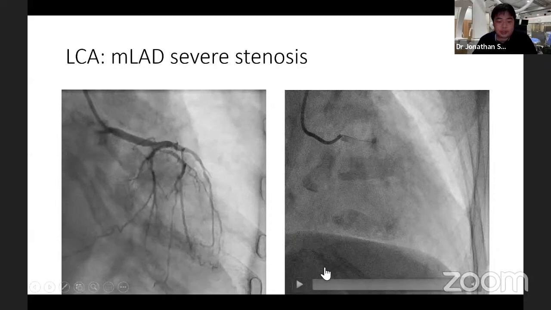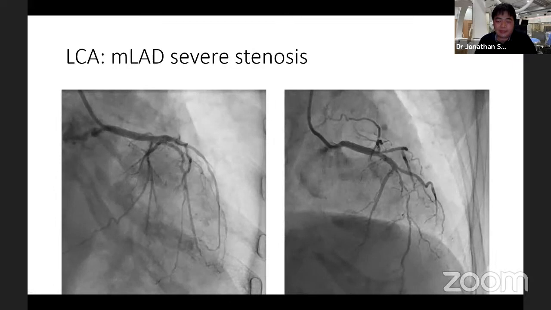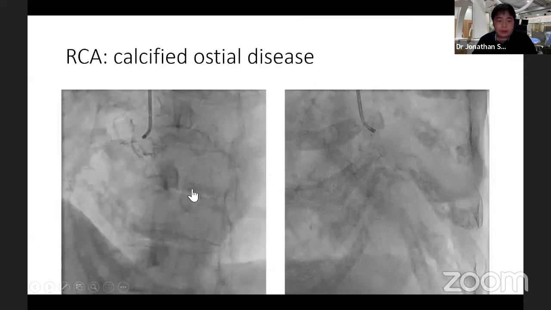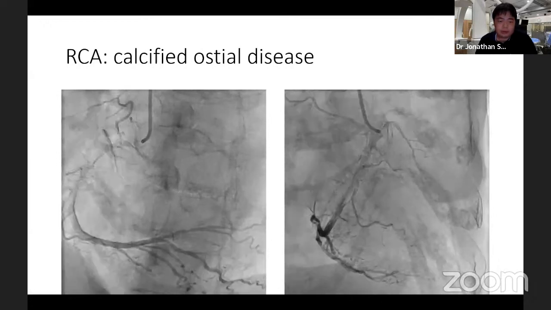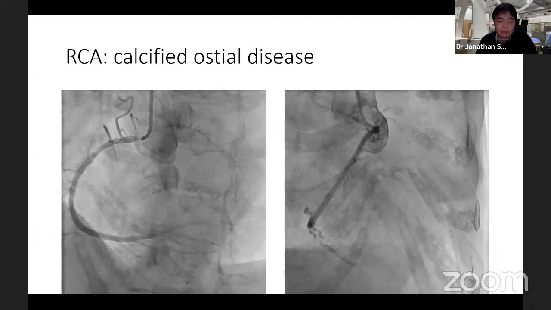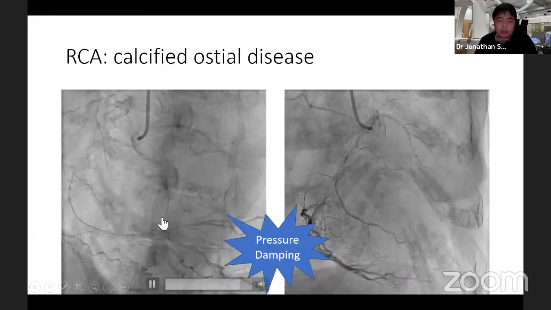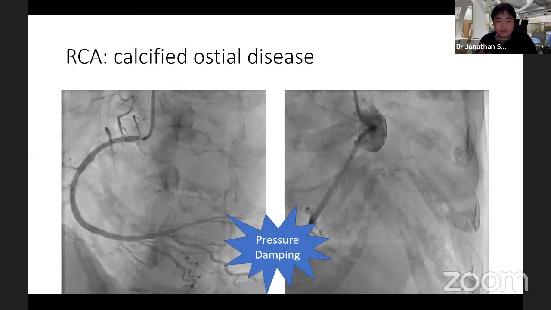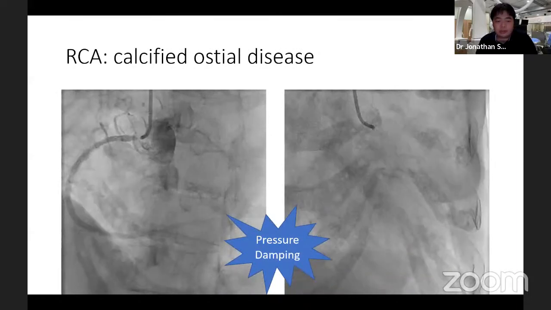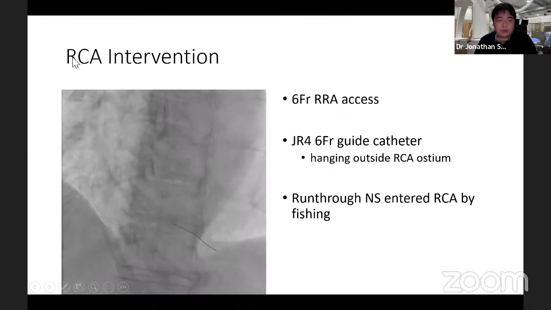This is the left side. You can see the mid to distal LAD was pretty nasty, but wait till you look at the right side. So you can see there is a pretty tight RCA ostium here, and as we engage with a diagnostic catheter, there's severe pressure damping. So you see this image was taken with the catheter hanging outside. So we decided to move forward with intervention in the RCA.